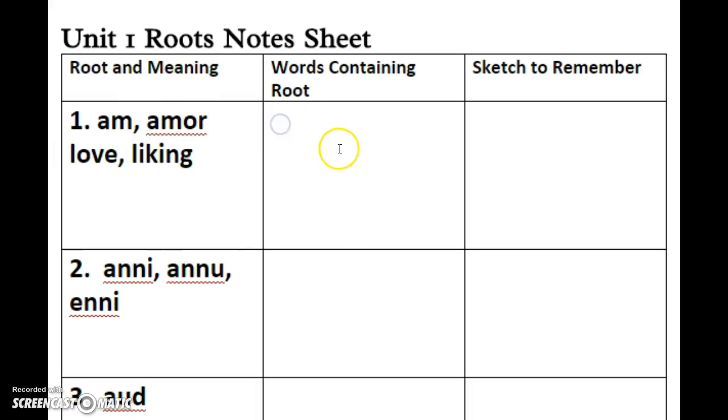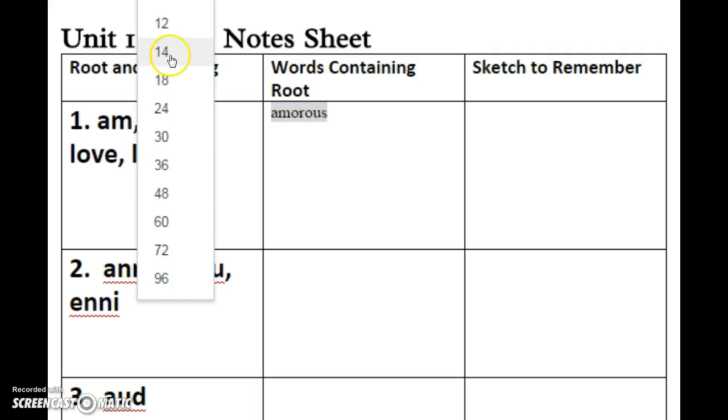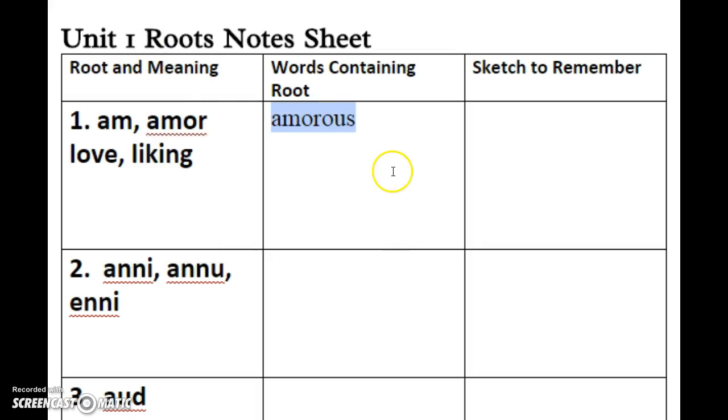And then over in this box I'm going to tell you 3 words at least. A lot of times I'll give you more than 3, but I want you to write at least 3 words in this box. The first word I'm going to use is the word amorous, and I'm going to change that font so that this is going to show up just as big as your other notes. There we go. Amorous is a word that means loving.